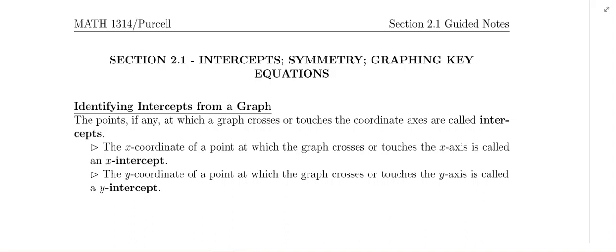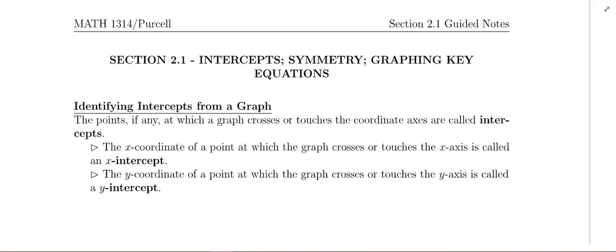Section 2.1, Intercepts, Symmetry, Graphing Key Equations. In this section, there are two major concepts, intercepts and symmetry. Along the way, we will graph some key equations. Now, for both of these topics, intercepts and symmetry, we are going to look at them in two different ways.